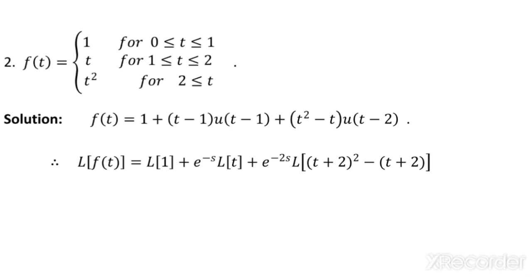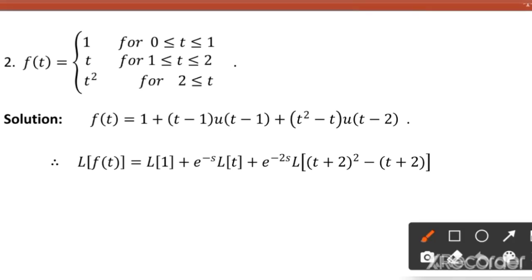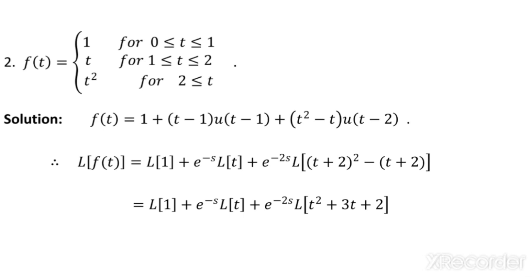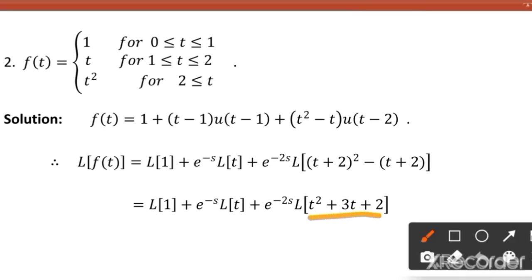L of 1, then L of t minus 1 into u of t minus 1. I have applied the result e power minus s into, after replacing t by t plus 1, I get the Laplace transform of t only. Similar work for the third term also, e power minus 2s, Laplace transform of, replace t by t plus 2, in this case t plus 2 the whole square minus t plus 2. Simplify that, then we get L of 1, L of t into e power minus s, e power minus 2s into L of t square plus 3t plus 2. Expand that, so we get this.